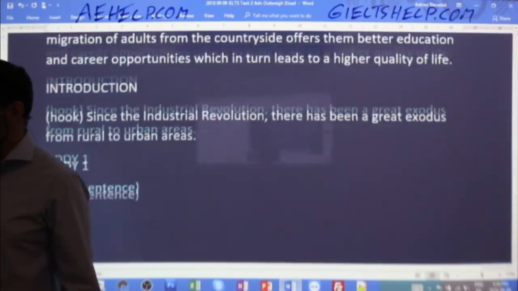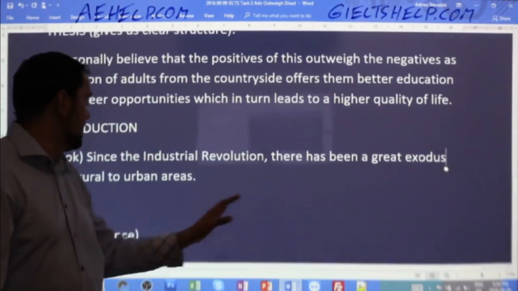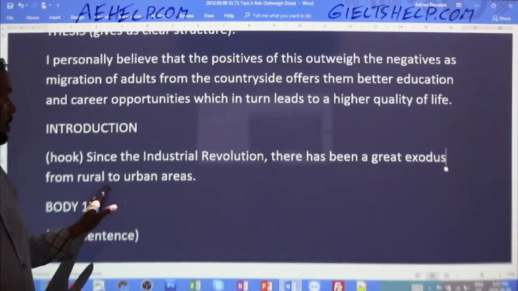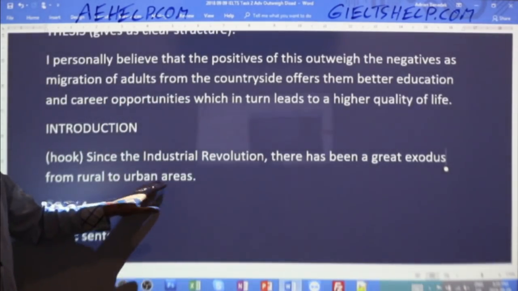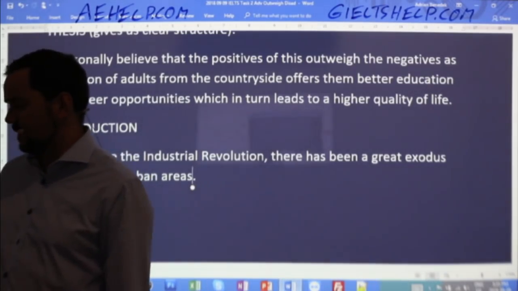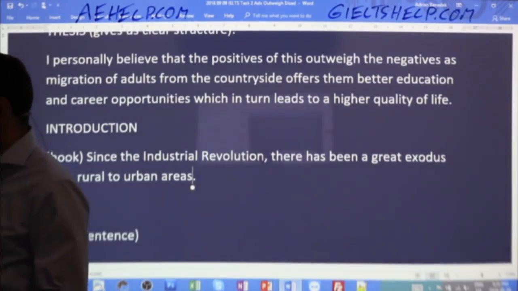All right, you can see that in my hook I have that. So in the actual hook here, I say there has been a great exodus from rural to urban areas. So movement of people from rural to urban areas. So that's the topic there. And if I want to make it more specific even to the topic, I could say youth.